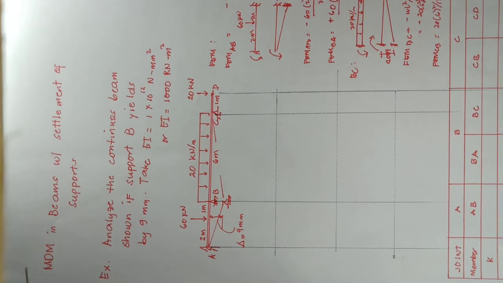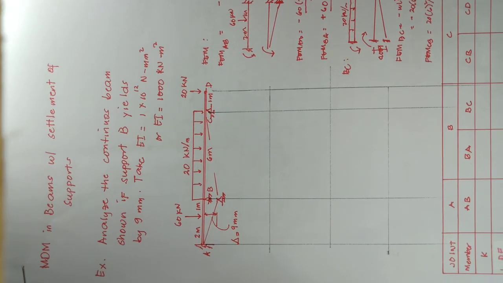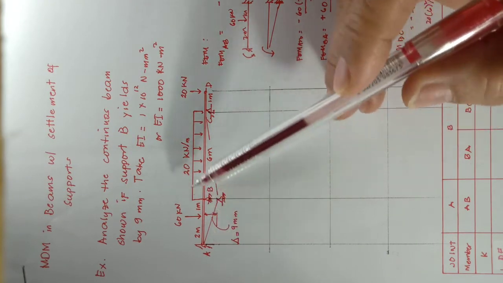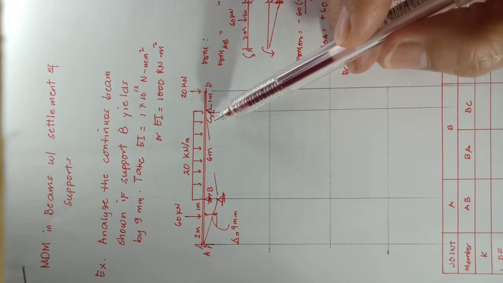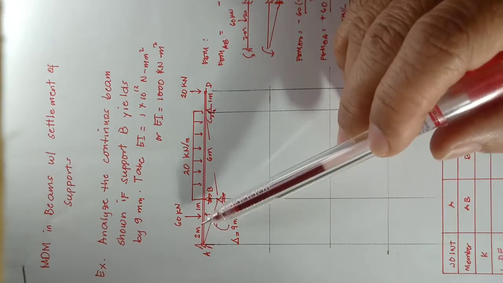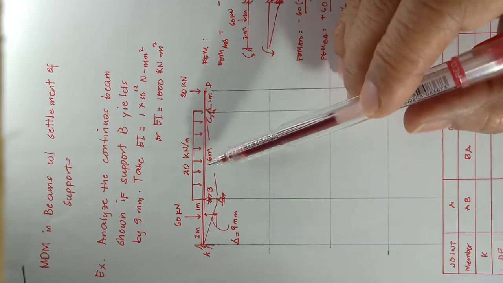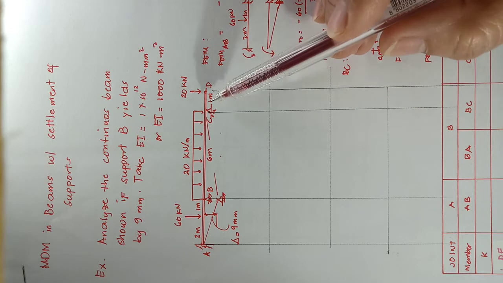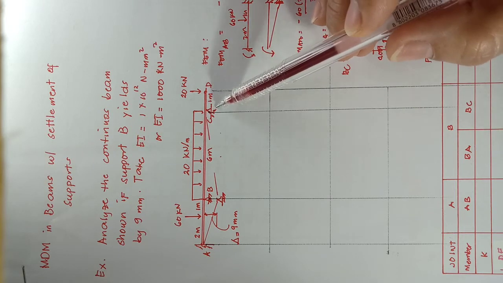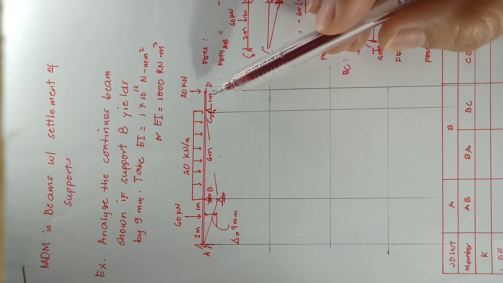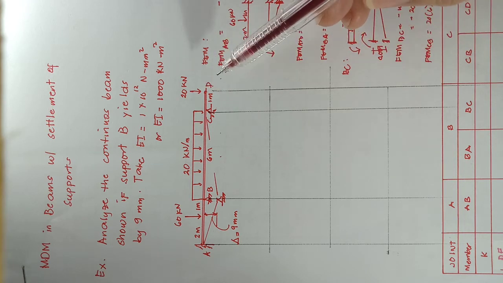Now we are given a continuous beam fixed at A, pin at B, and also a pin at C. It is loaded with a concentrated load on member AB, a uniformly distributed load on member BC, and we have an overhang at CD. At the end D, at the end of the overhang, there is a 20 kilonewton load.